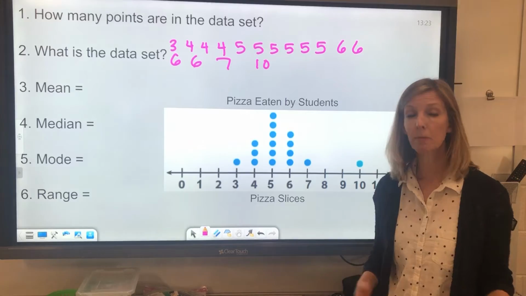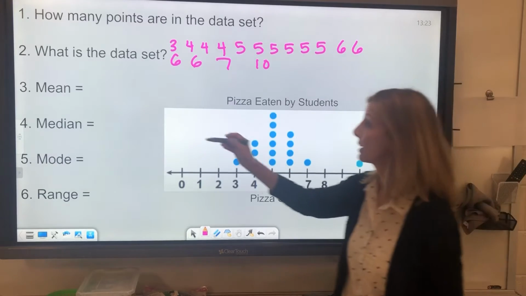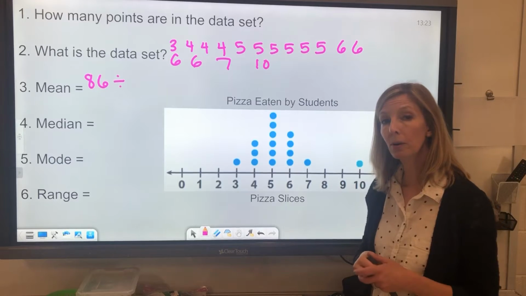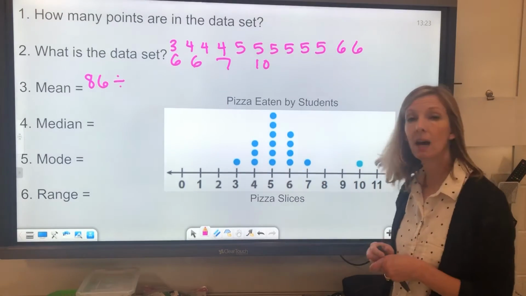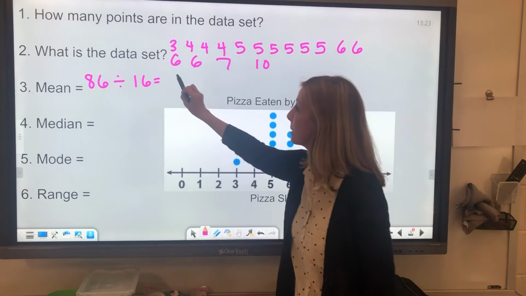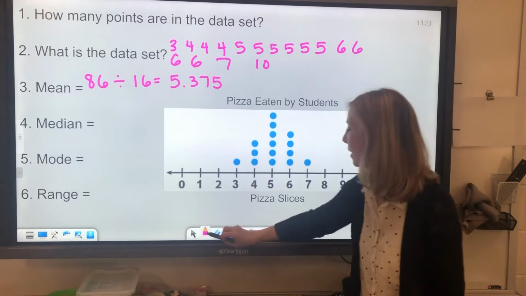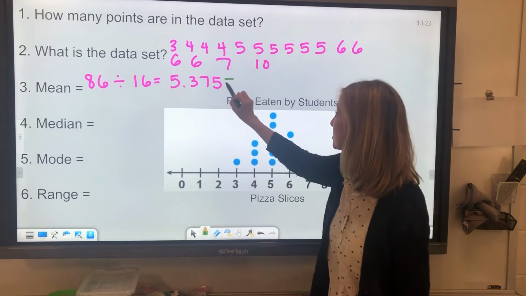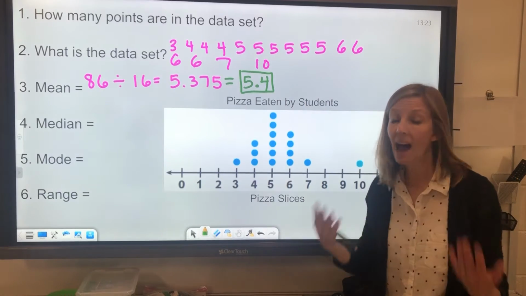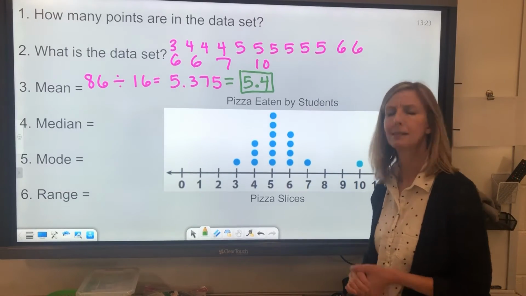All right, we can find the mean. Well, how do you find the mean? Remember, you're adding all the numbers in your data set. Well, if I add all these numbers up here, I get 86. And then you have to divide by the total number of data points you have. Well, if I count my dots, I find I have 16 data points. So my mean is 5.375. We could go ahead and round that, say to 5.4 for our mean. That means the average number of pizza slices that students ate is 5.4. It's a lot of pizza to eat.